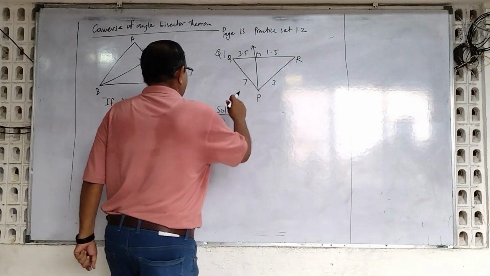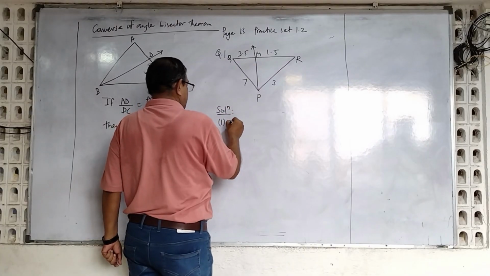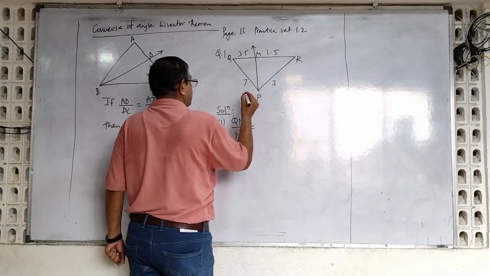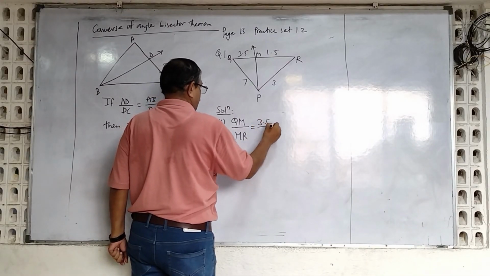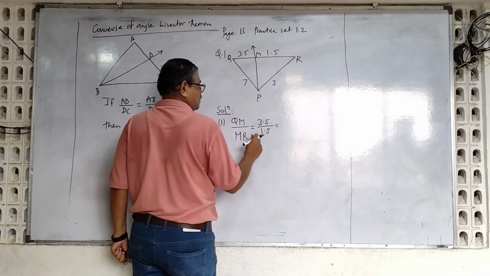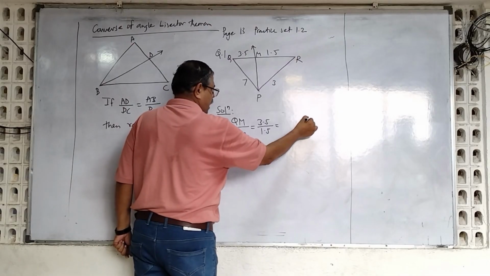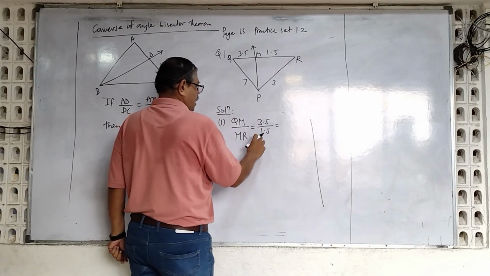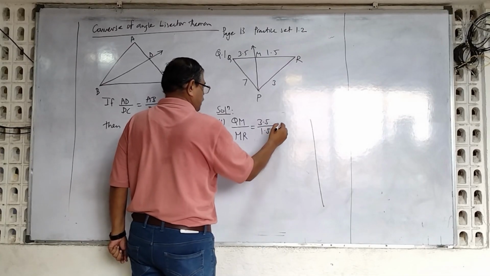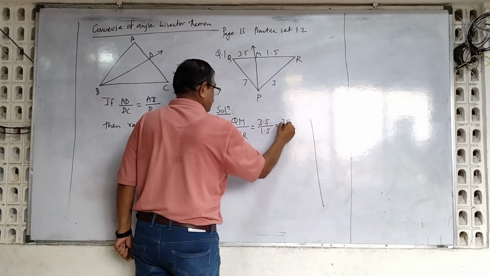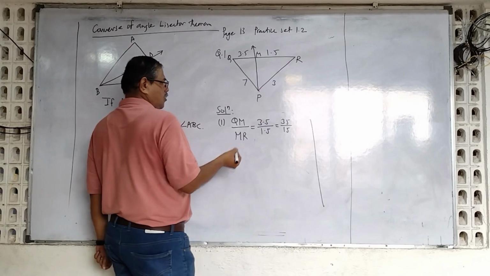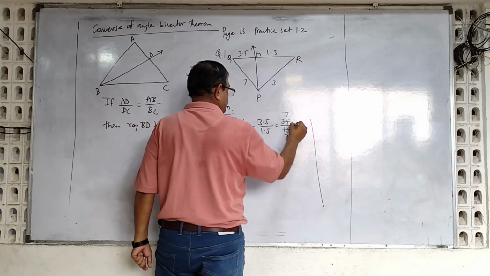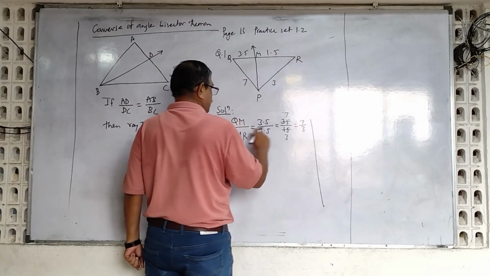First point. I will first find out QM upon MR. That is 3.5 upon 1.5. Here you know that I asked you to give the line to write the reason part. So 3.5 upon 1.5 means what? 35 upon 15. So it is 5 7s are 35, 5 3s are 15, so it is 7 upon 3. What is the reason for this?